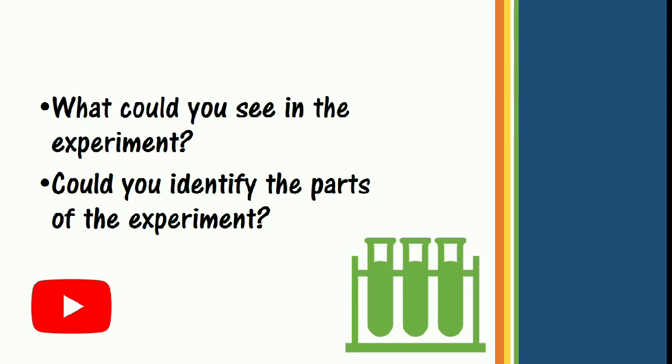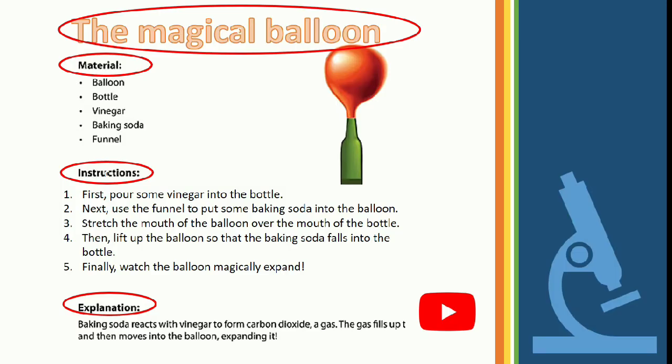We're going to learn the 4 parts of an experiment. Here we have the text and we have some circles. We have some red circles in each one of the parts. The first part, the magical balloon, is called the name of the experiment. Then we have material, obviously the materials needed for an experiment.